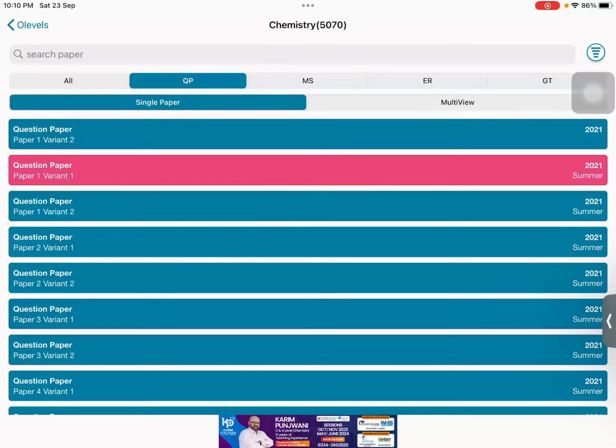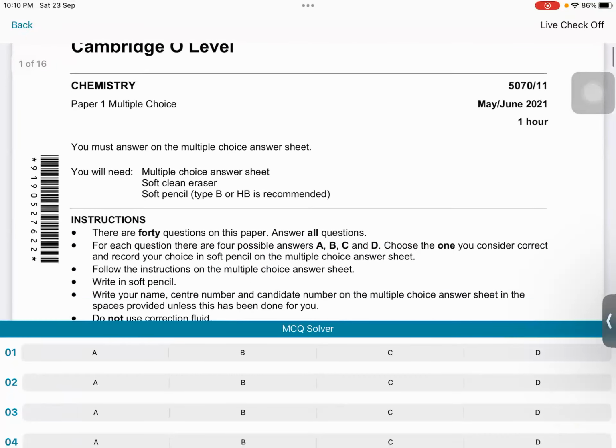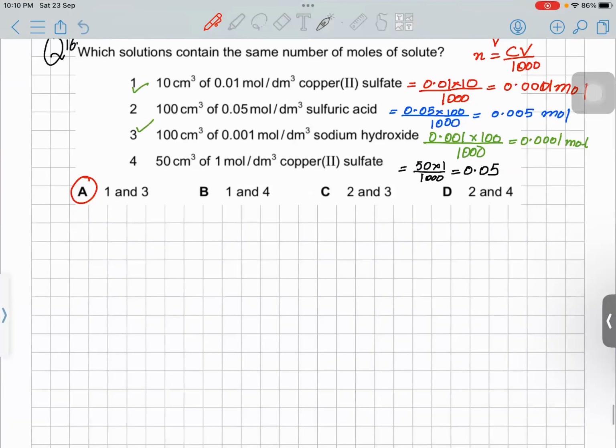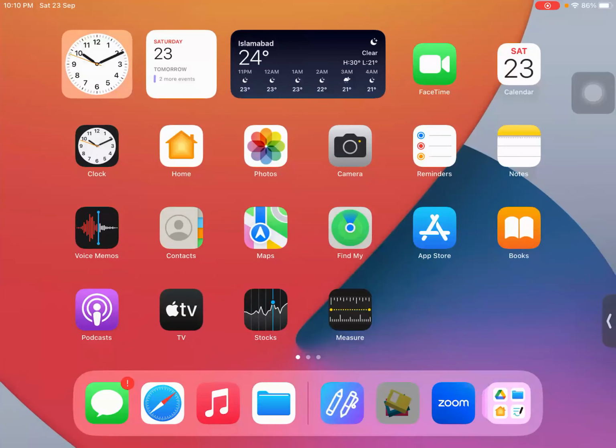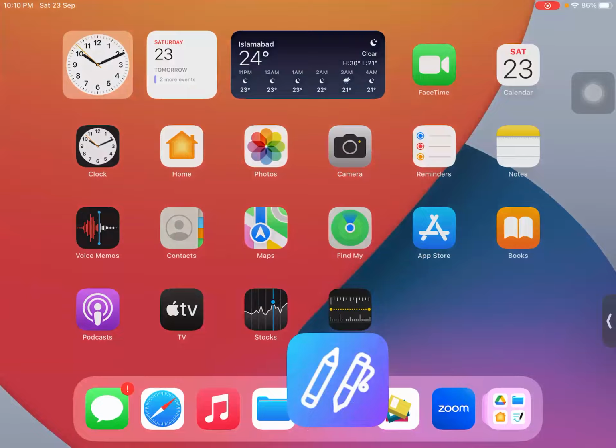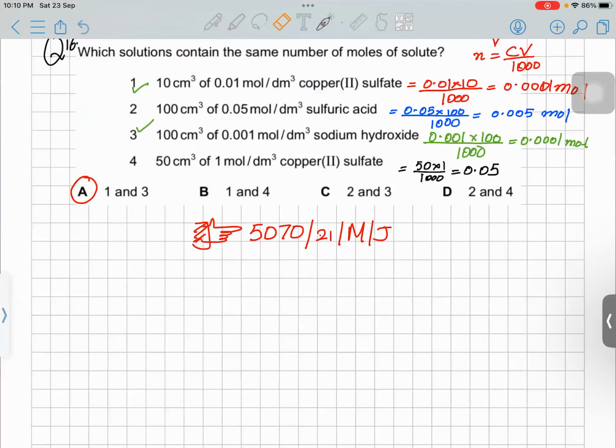Now next is 5070, variant 21, May June. Variant 11, 2021.